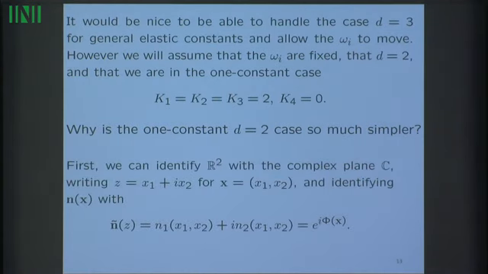Well, firstly, you can identify R^2 with the complex plane. You can write z is x1 plus i x2. And then you can identify n with the complex field n1(x1, x2) plus i n2(x1, x2), which we can formally write, because n is a unit vector, as e^(i phi(x)).